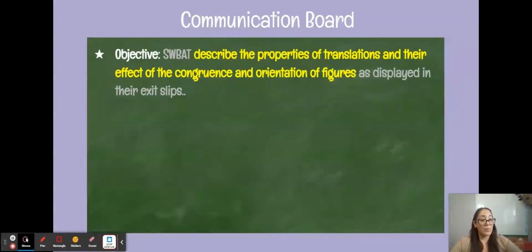Okay, so that's what we're going to be focusing our attention on today. We're going to describe the properties of translations. What do we see? How do we see them move? And their effect on something called congruence.